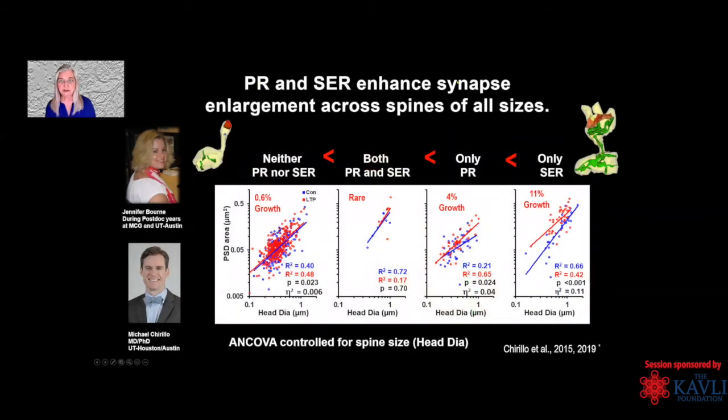But what we found when we start to look at this resource-dependent enhancement of synapse enlargement is that if you have neither polyribosomes nor SER, you see about a 0.6% growth across synapses of all sizes following LTP. It's extremely rare to find both polyribosomes and SER in the same spine, so it wasn't possible to test whether or not there was a significant difference here. However, if we now look at those spines that contained only polyribosomes, you see a 4% growth. And furthermore, if you see those spines that contain only SER, which was now more likely to have a spine apparatus, you see, in fact, a very pronounced 11% increase in synapse size over spines of all sizes.